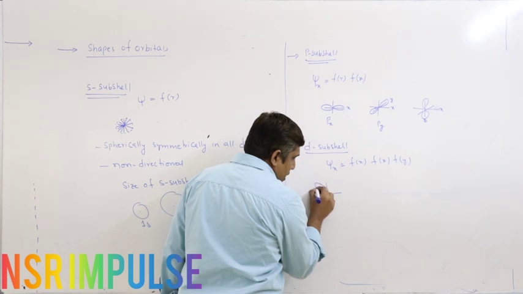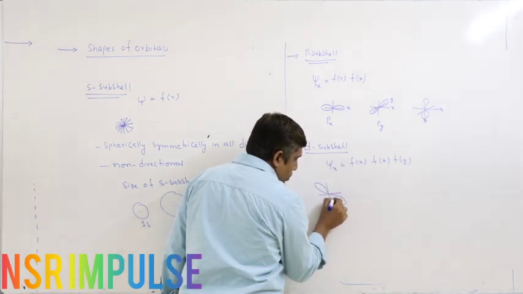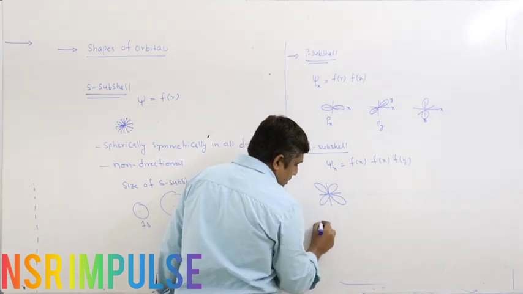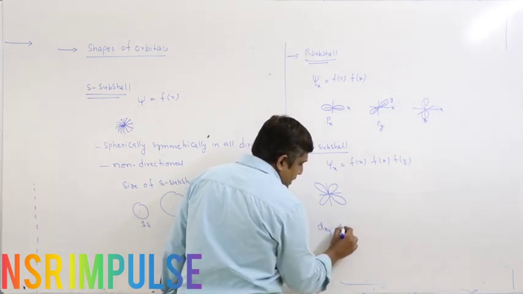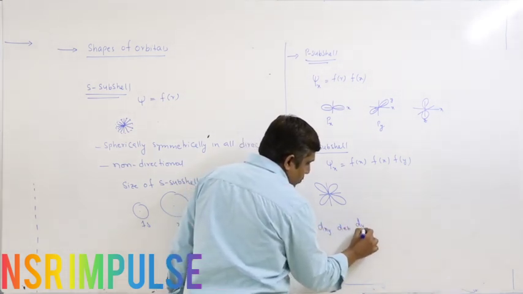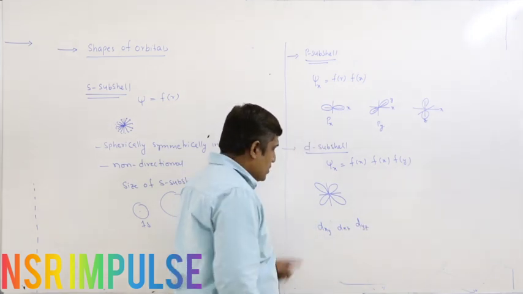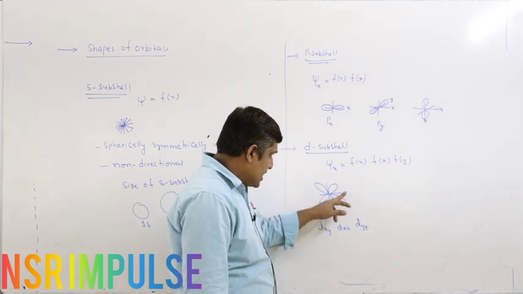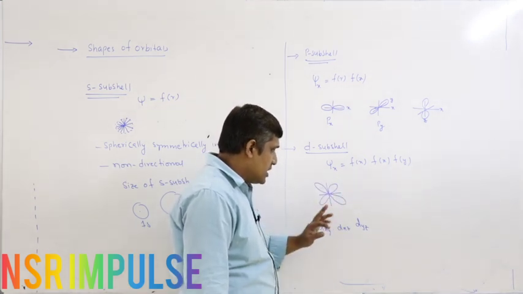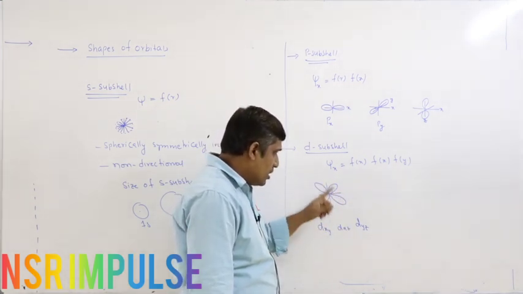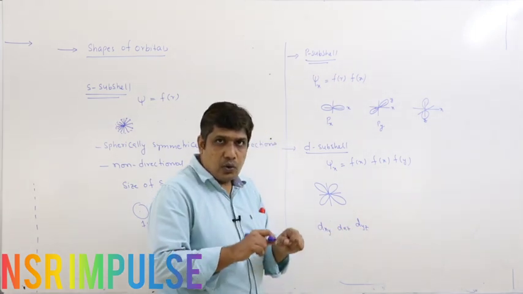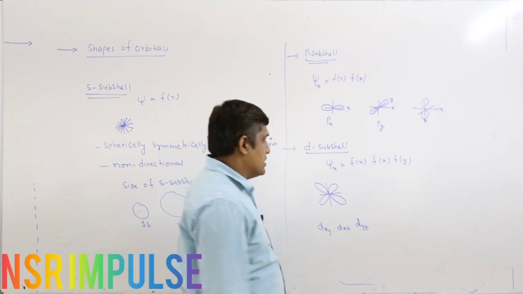For 3 d orbitals, the lobes orient in between the axes. So they are nothing but dxy, dxz, dyz. So if this is xy axis, then this is dxy orbital. If this is xz axis, then it is dxz. If this is yz axis, then it is dyz. For these three orbitals, the lobes orient in between the axes.